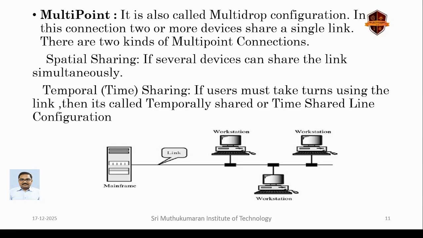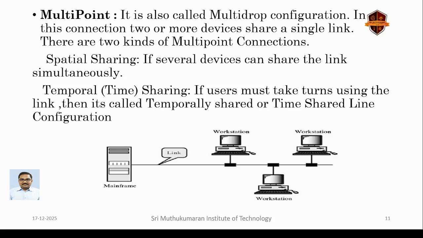There are two kinds of multi-point connections. First one is spatial sharing. Second one is temporal sharing. Spatial sharing means that several devices can share the same link simultaneously. That is what is called spatial sharing.